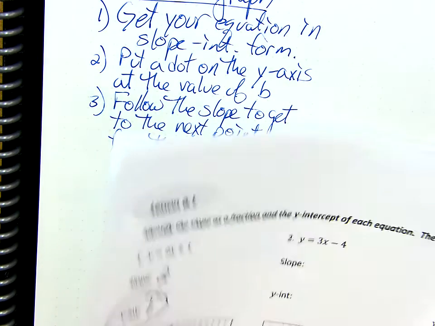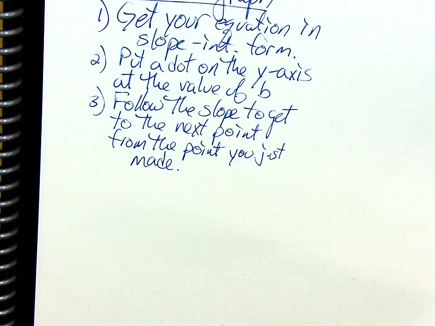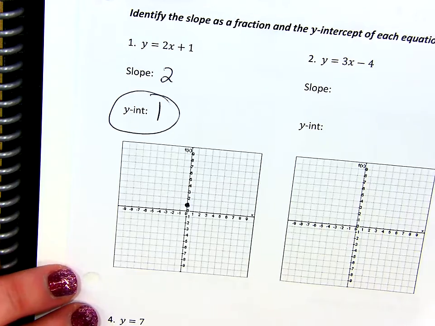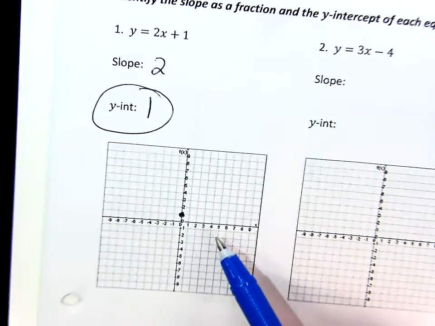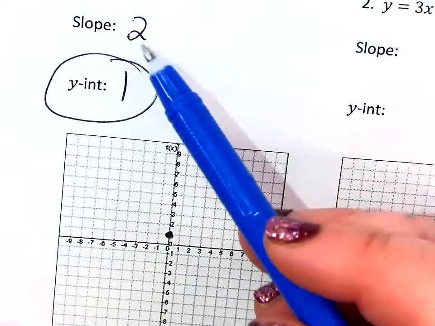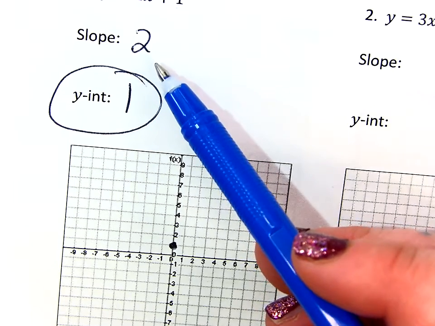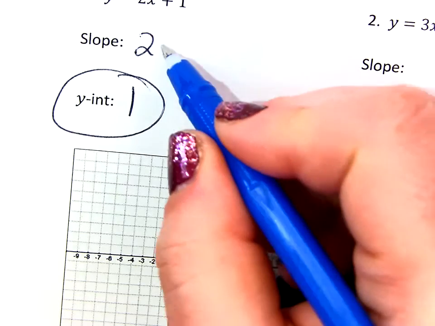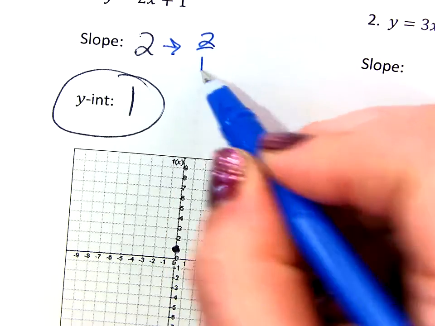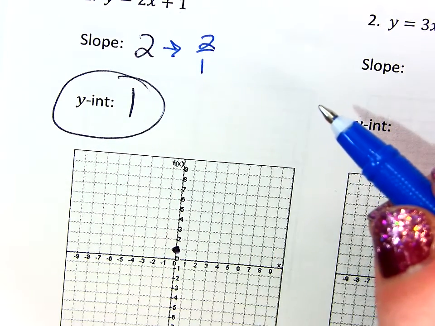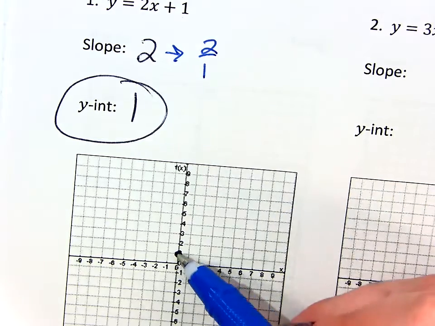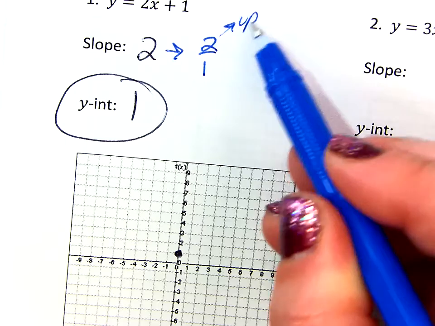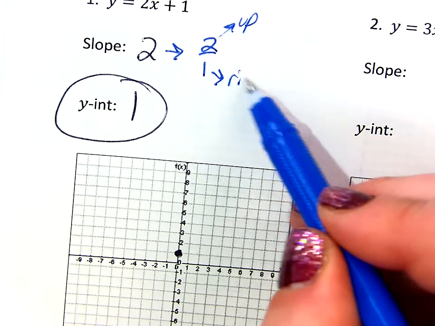So from the point that I was just at, I want to follow my slope. Now, the slope is 2, but I like it as a fraction. 2/1. That is the same thing as 2/1, right? Same thing. So, here's how we go. Remember, the top number tells you how many to go up. The bottom number tells you how many to go to the right.